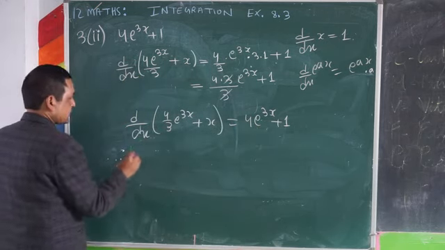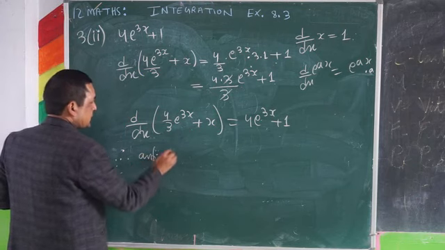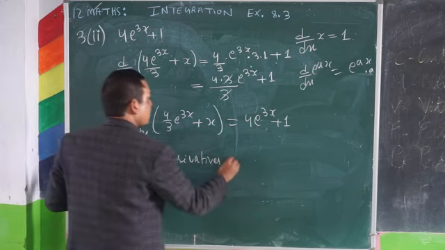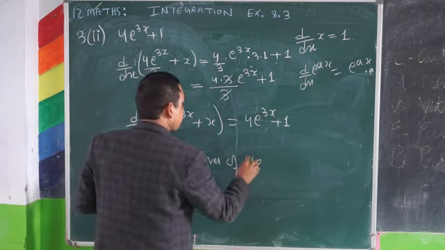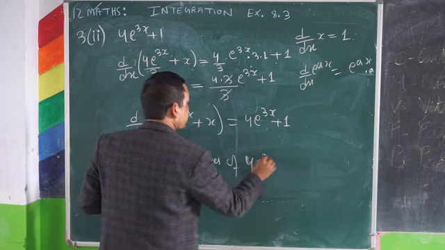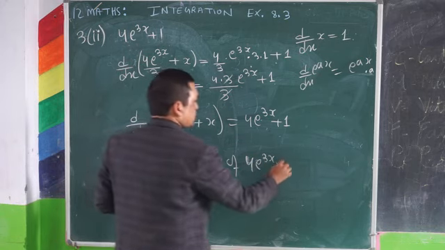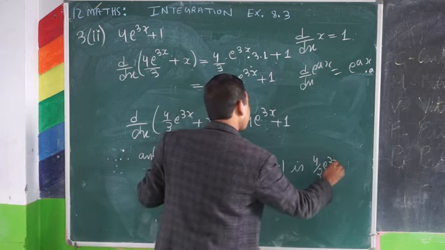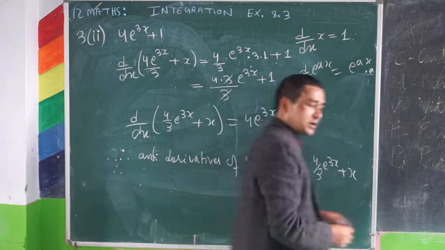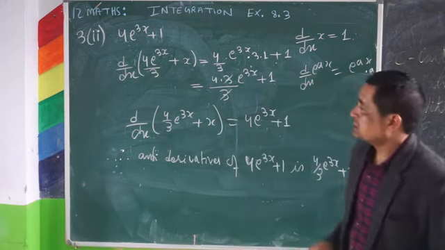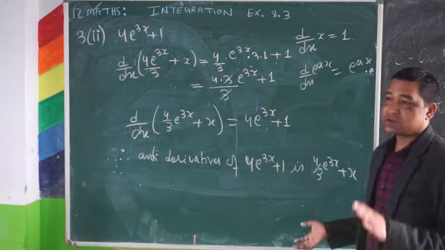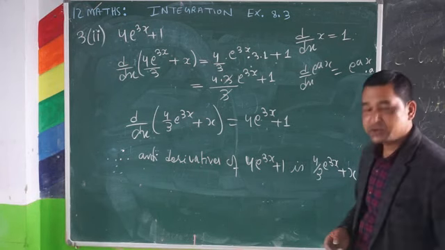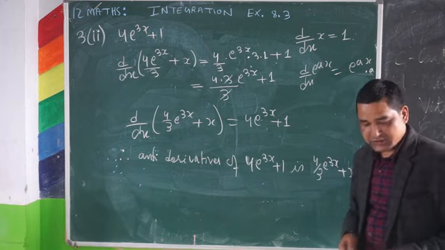Therefore, the antiderivative of 4 e to the power 3x plus 1 is how much? 4 by 3 e to the power 3x plus x. This way you have to get the questions. Antiderivative means from the answer we have to get the questions. Okay, this way try the other questions from 1 to 6.